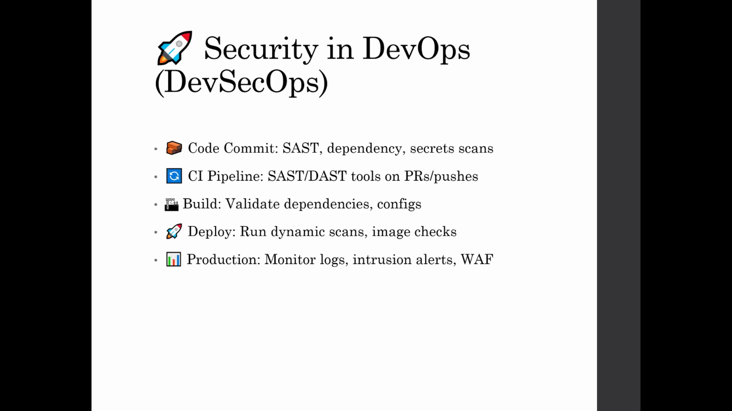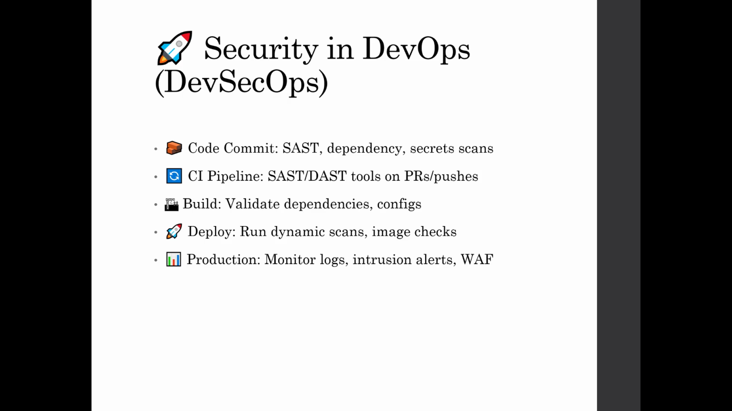So where does it fit? Security in our DevOps pipeline. And you sometimes hear this term, right? Security belongs in every part of your DevOps pipeline, which is the foundation of the term DevSecOps. So at code commit, we want to run our static scans, our dependency scans, and secret scans.